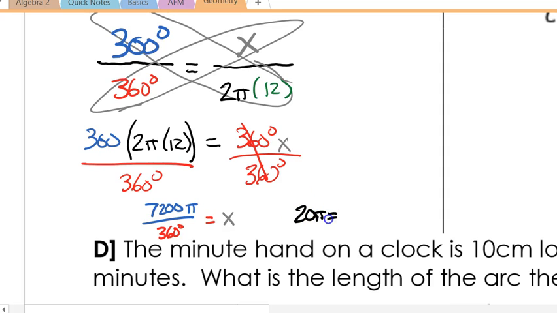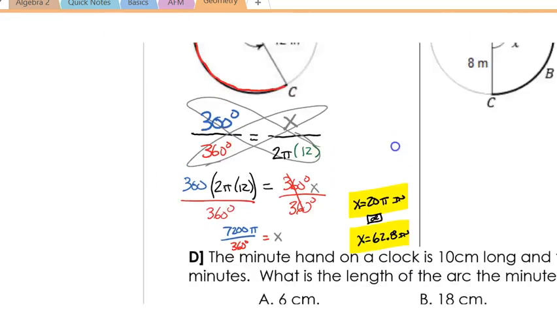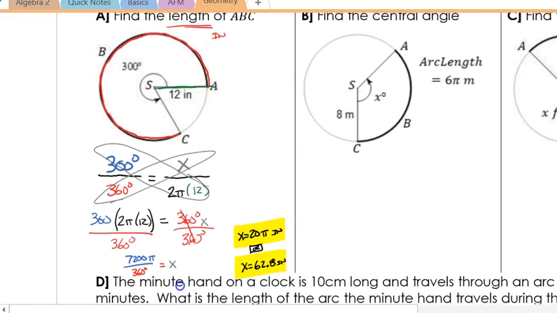20 pi is equal to x. So this is called leaving the answer in terms of pi. We could also just go ahead and plug this into the calculator to get the decimal value. That gives x is equal to 62.8 inches. In higher level math classes, a lot of times we leave our answers in terms of pi. We don't want to worry about that messy decimal, but we could also just turn it into a decimal, and we get our answer from that.